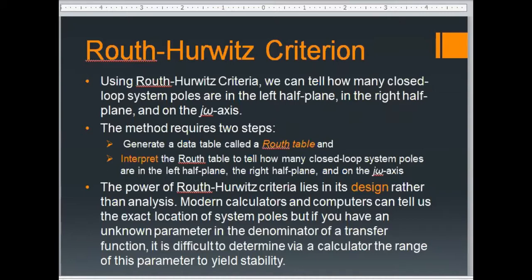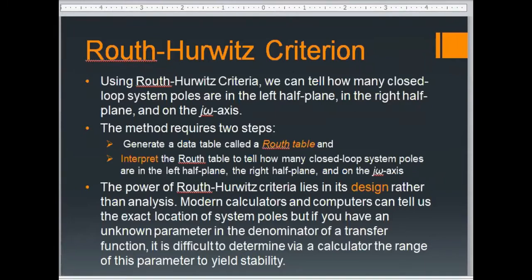So how does this criteria work? First, we have to generate a table, which we call the Routh table, which we will discuss later on. Secondly, once you have generated a Routh table, you interpret it, or take the meaning out of it, to see what the table tells us. So there are two steps: first generate the Routh table, and secondly interpret that table. That's what is called the Routh-Hurwitz criteria.